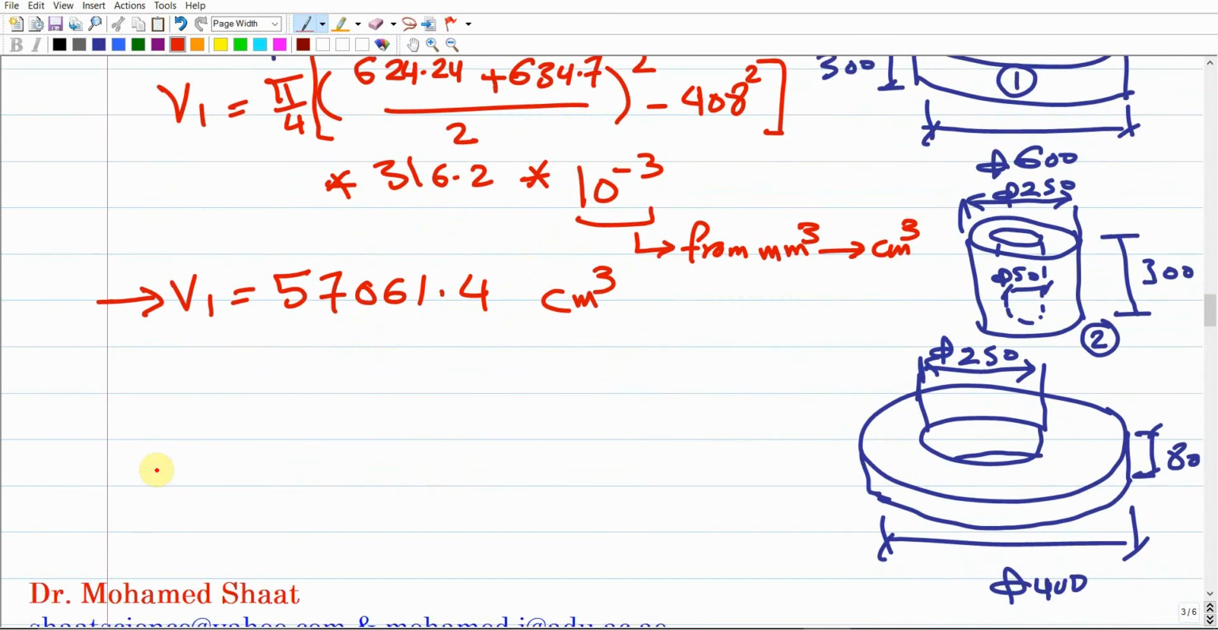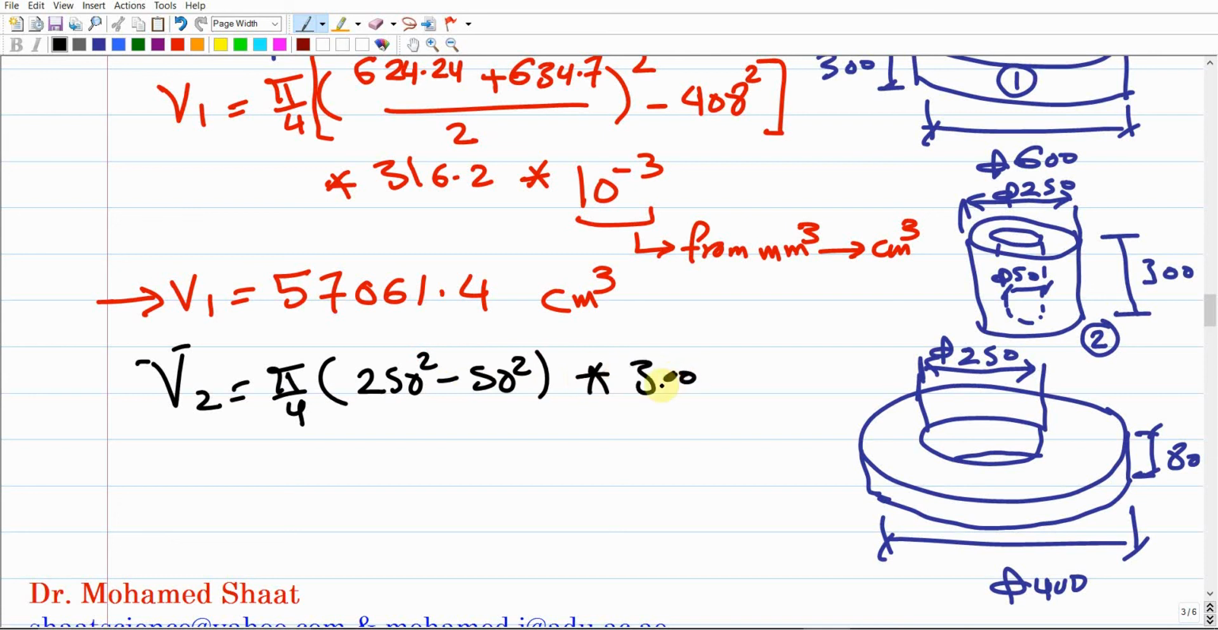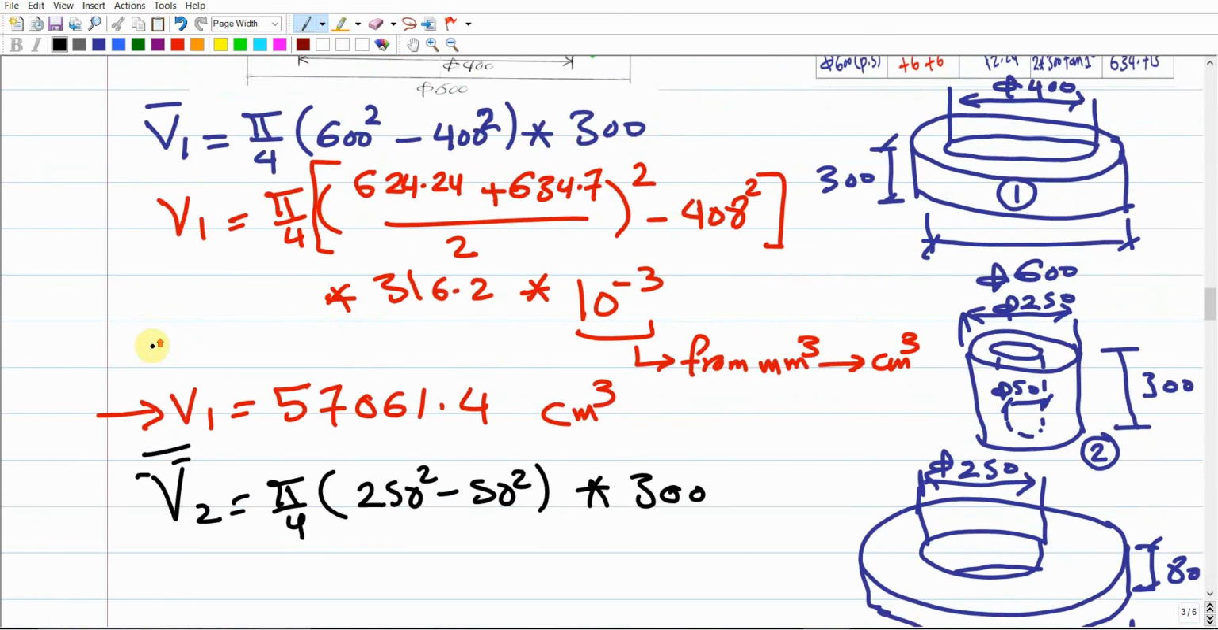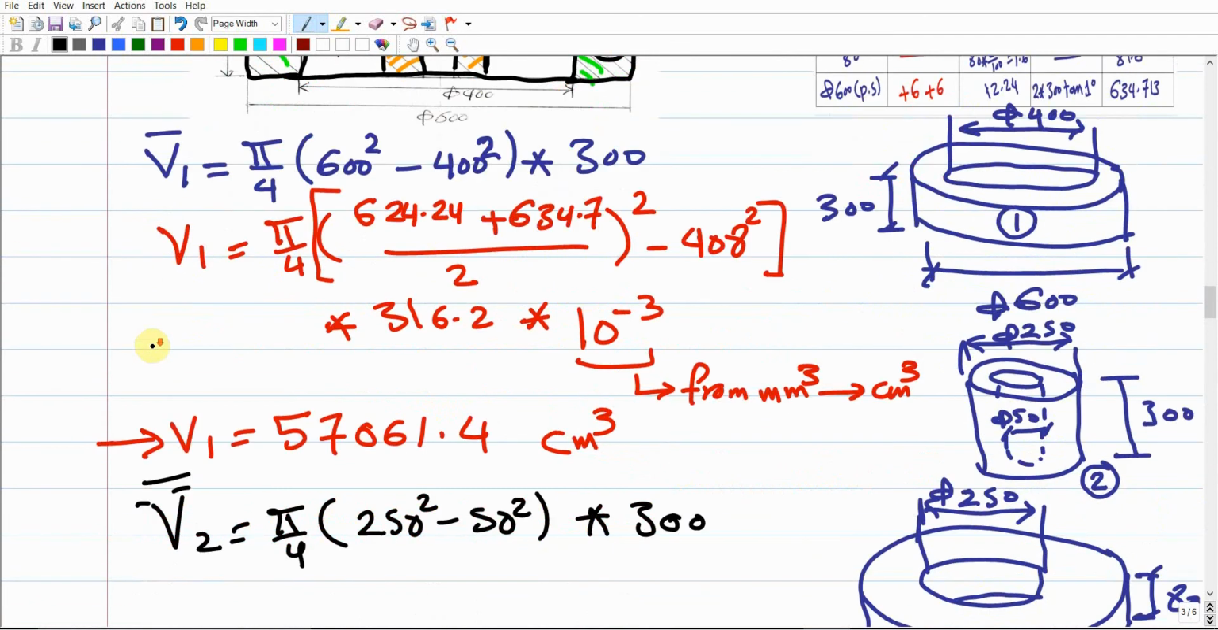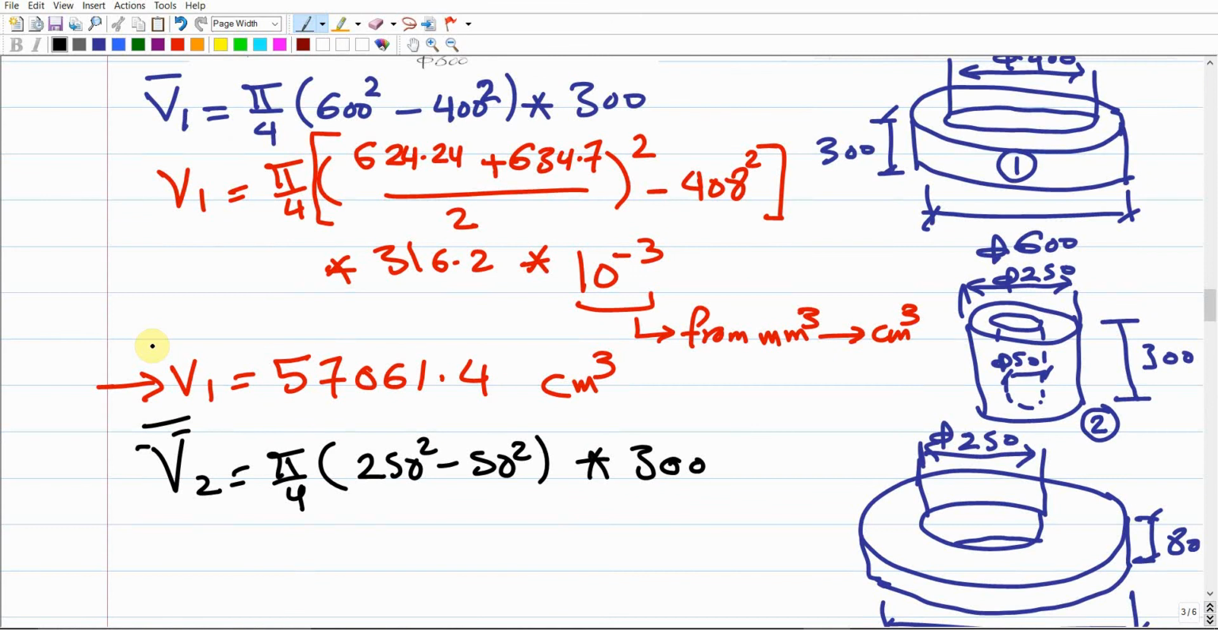Then you're going to repeat again for the second volume. The second volume is also going to be identical. It is still volume 2, the volume of a cylindrical shape with an internal hole. So it's going to be pi over 4, the external diameter, which is 250 squared, negative the internal diameter, which is 50 squared, times the height, which is 300. Then your objective is just to use the equivalent values for these volumes. So I'm going to say that this is V2 bar, which stands for the volume of the product.